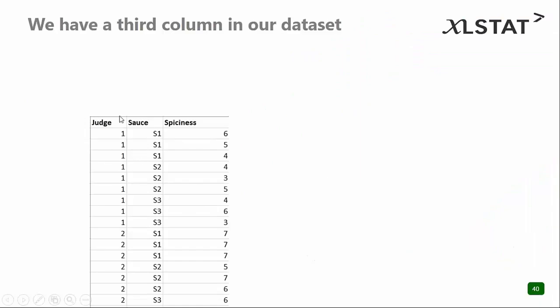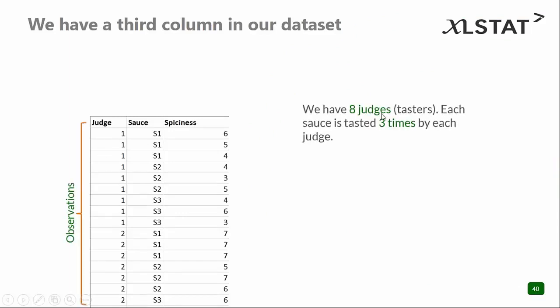We have a third column in our data set, which is the judge column. We have 8 judges. Judges are tasters. Each sauce is tasted 3 times by each judge. So I lied a bit at the beginning of the webinar. I said that all the observations are independent, that each row corresponds to one taster, but this was wrong. The independence assumption was not actually respected. I'm sorry about that. So we have this additional column, the judge column, and we're interested also in the effect of judge on the evaluation of spiciness.